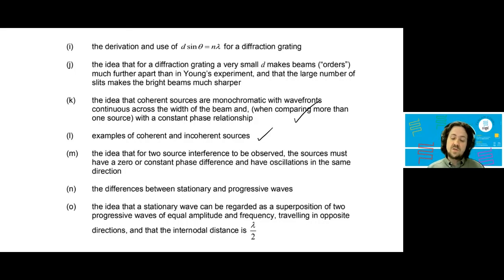The idea that for two source interference to be observed, the sources must have a zero or constant phase difference and have oscillations in the same direction. So again, we've sort of covered that. It's really implying that zero or constant phase difference means that they are coherent waves, and that like with the laser, the peaks and the wavefronts are all in a line.